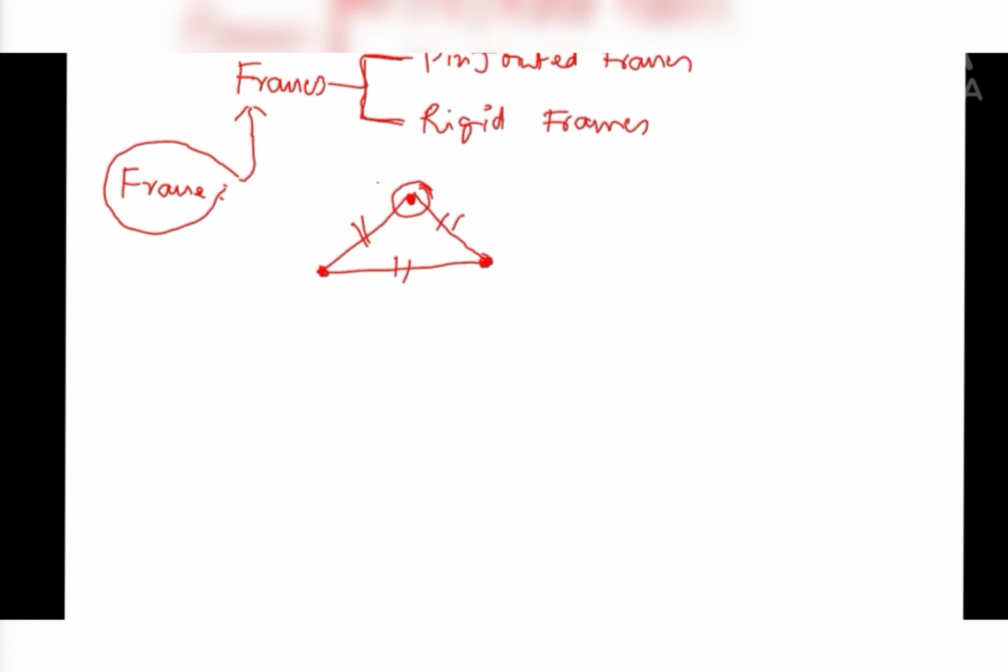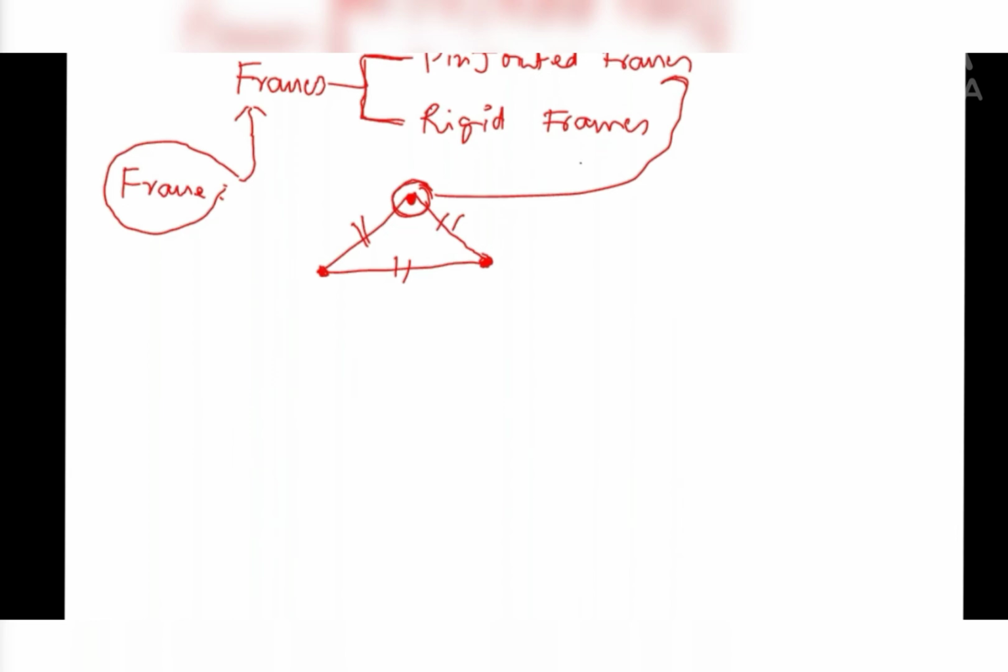Permanent and temporary. If it should be permanent, then you can join these two members using welding, and you can join these two members using pins. That means you can use rivets to join these members, or you can use bolts. So if the members in the frame are connected with rivets or bolts, then we will call that frame a pin jointed frame.